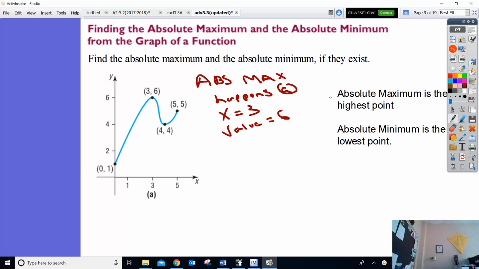What do you think the absolute minimum on this one is? 0, 1. Normally we'd be looking for a value, but this point exists, right? That's the absolute minimum. It happens at x equals 0.